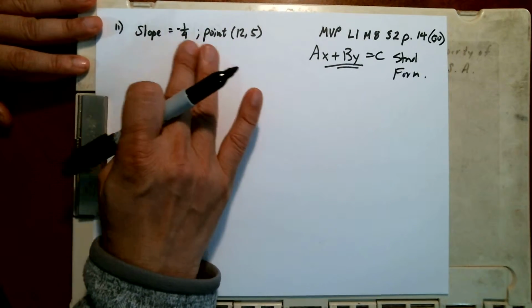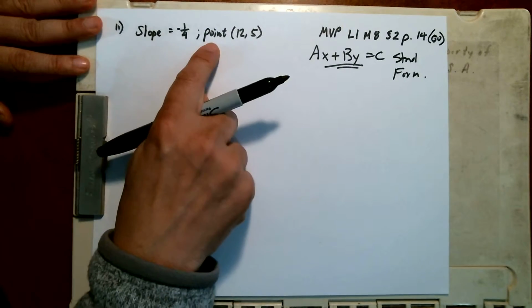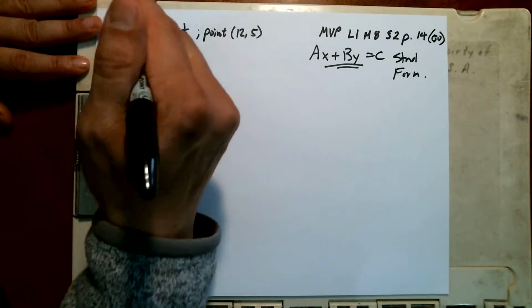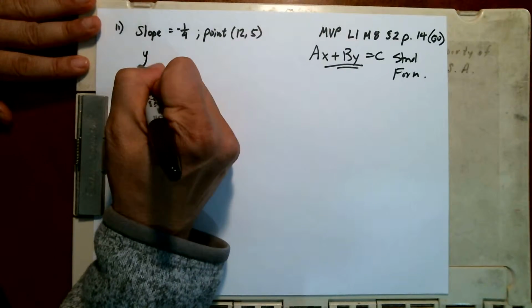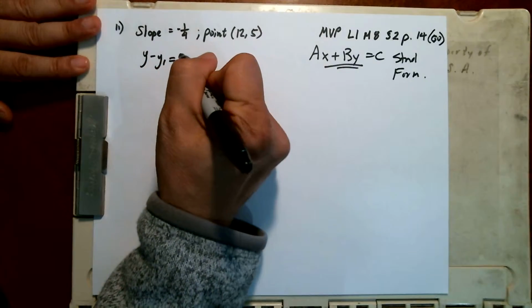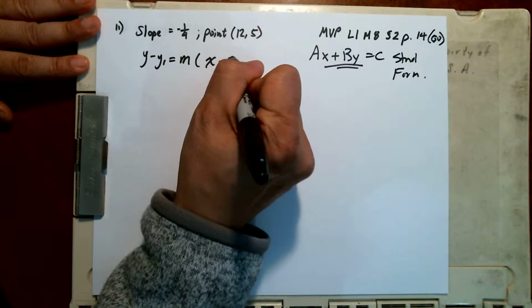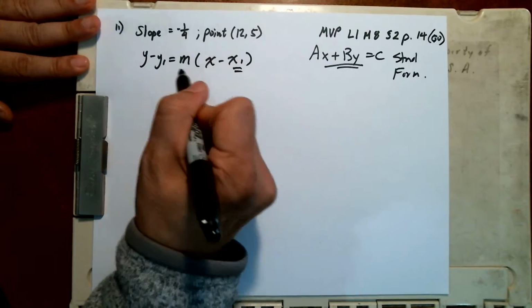What are you going to use? You're going to use the point slope form because you have a point and a slope, right? Remember the equation for the point slope form? It is y minus y1 equals m parentheses x minus x1. This is what you're going to plug in.